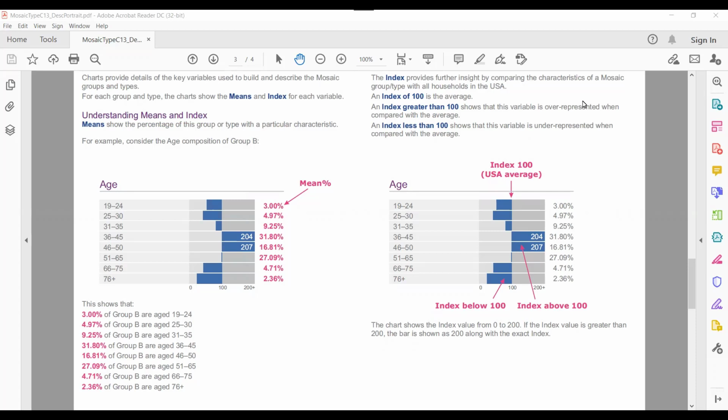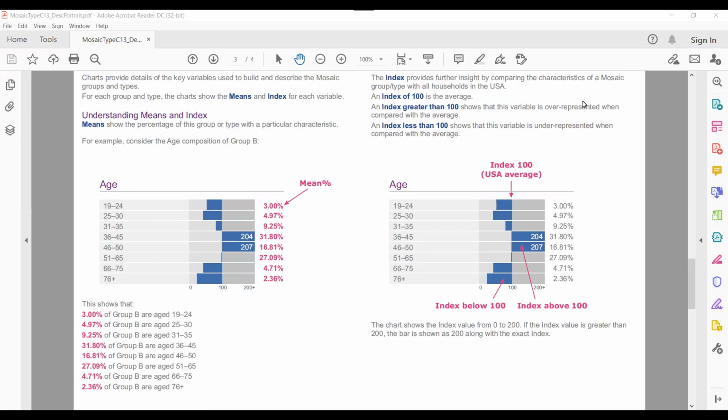So using age as an example, if we look at the age composition of Group B, we see that 3% of households that are in Group B have a head of household age of 19 to 24 years old. 5%, or close to 5%, have a head of household age of 25 to 30, and 9.25% have a head of household age of 31 to 35.